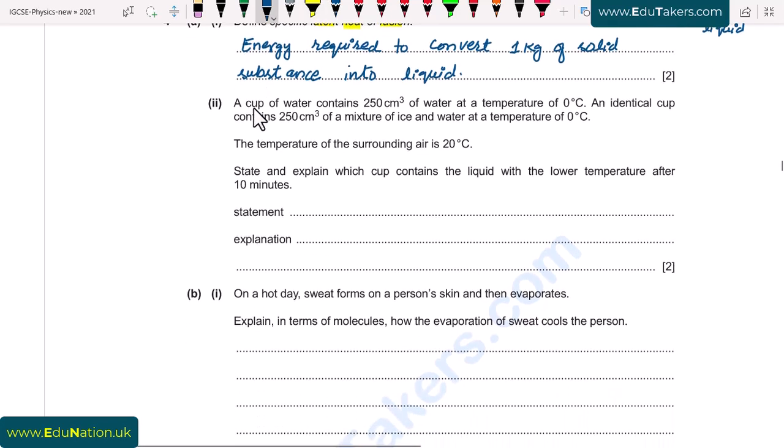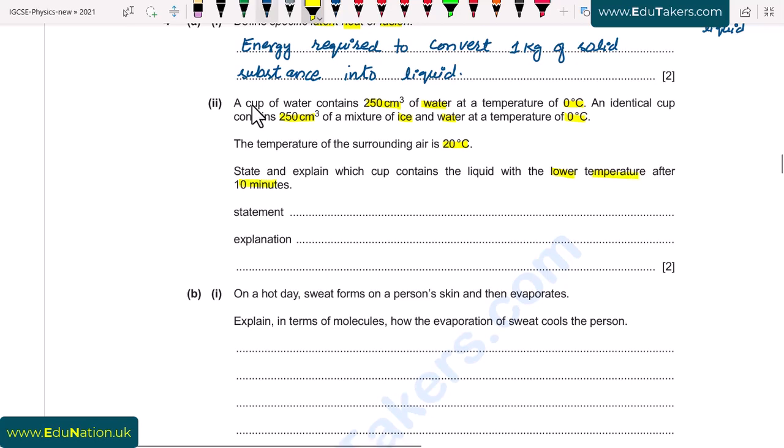Part 2. A cup of water contains 250 cubic centimeter of water at temperature 0 degrees C. An identical cup contains 250 cubic centimeter of mixture of ice and water at temperature of 0 degrees C. The temperature of the surrounding air is 20 degrees C. State and explain which cup contains the liquid with lower temperature after 10 minutes.